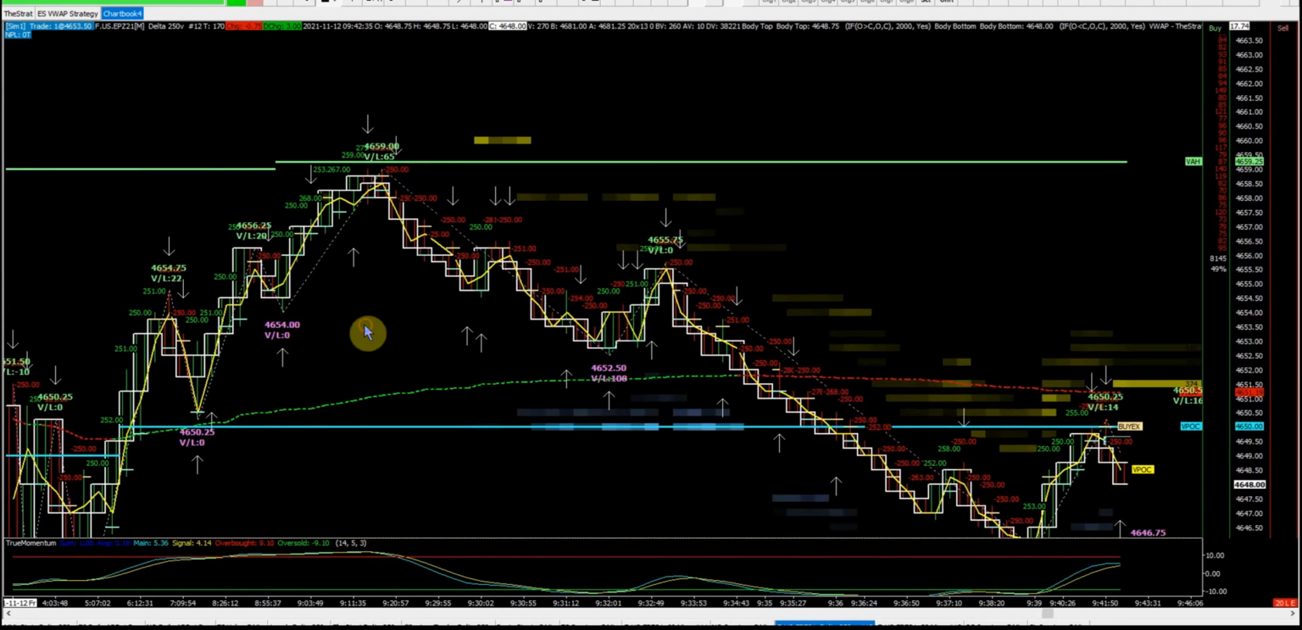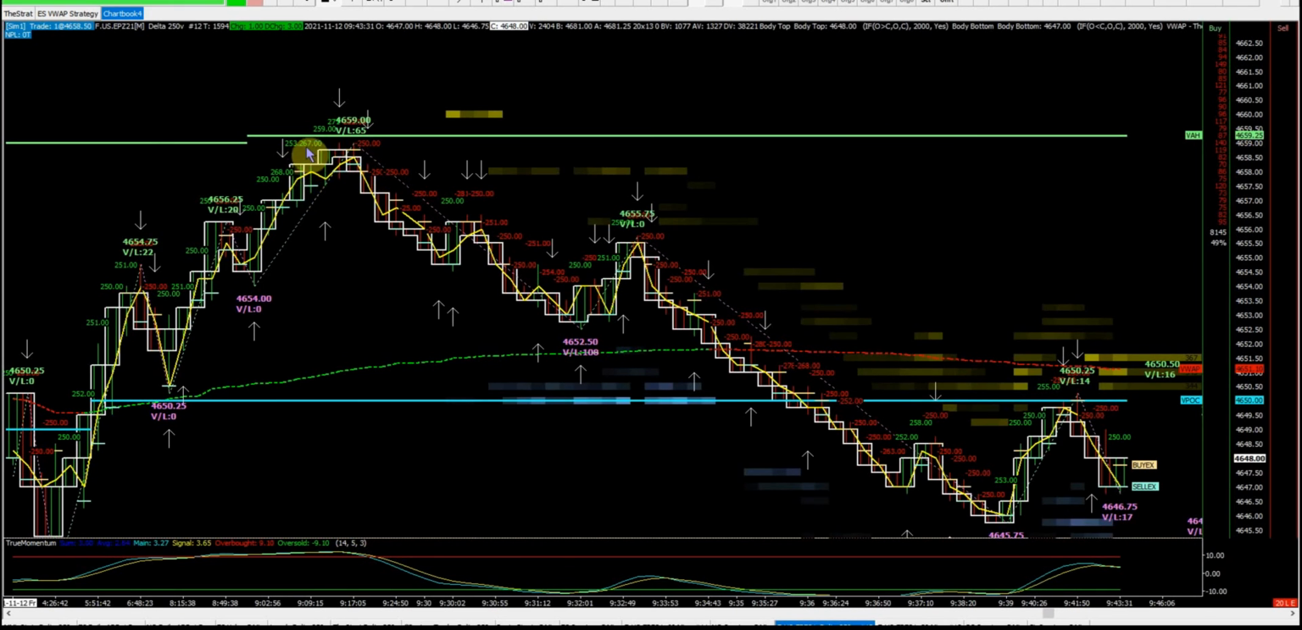I've got tops and bottoms. Here are these white lines here. Those are a special study that I put together. All they do is show the tops and the bottoms of the bodies of the candles. Okay? And I'm going to show you why that's important here in a second.